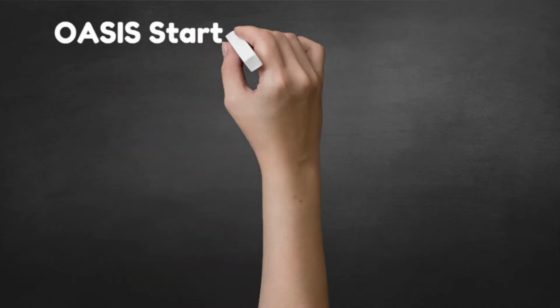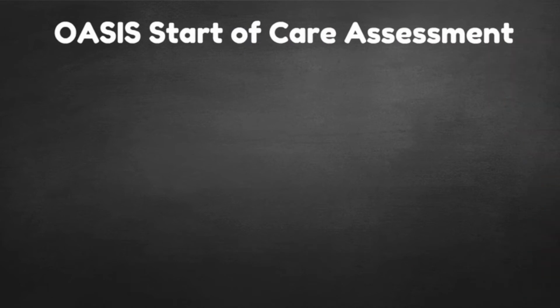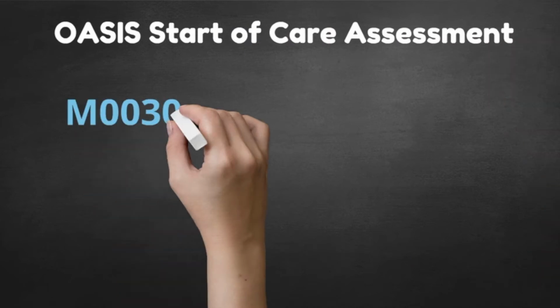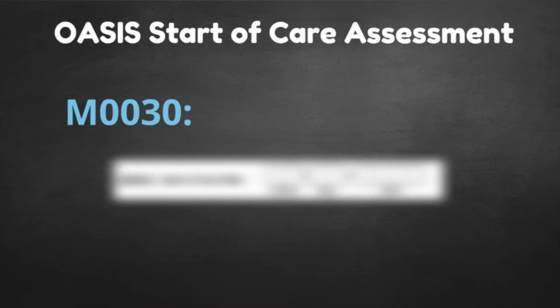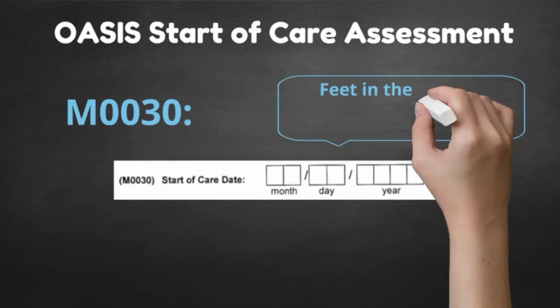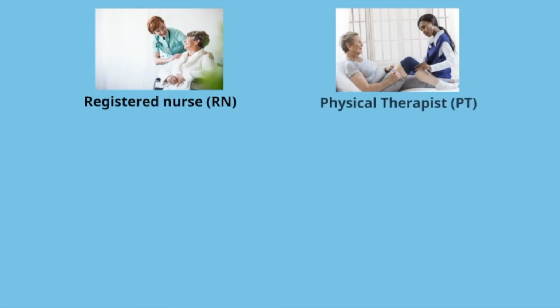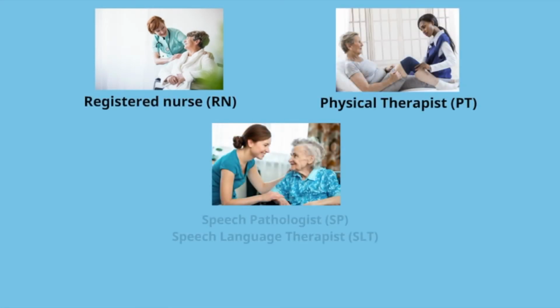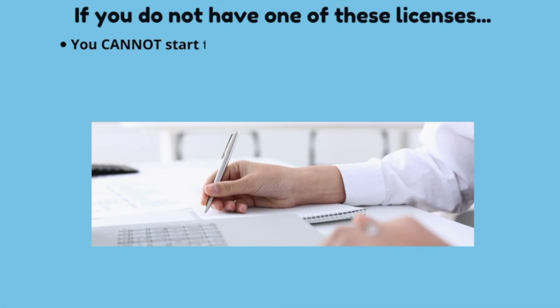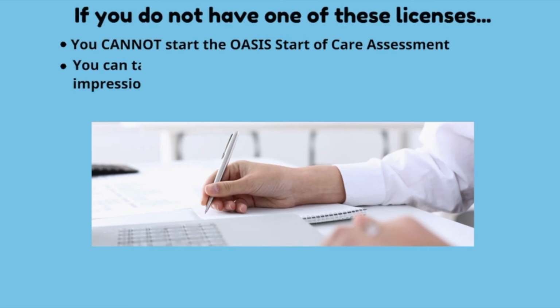If the Medicare requirements are met, you might need to proceed with the OASIS Start of Care assessment. Remember, the M0030 Start of Care date is feet in the door by someone with orders: an RN, a PT (physical therapist), or a speech and language therapist. If you do not have any of these licenses, you cannot start the OASIS Start of Care assessment.